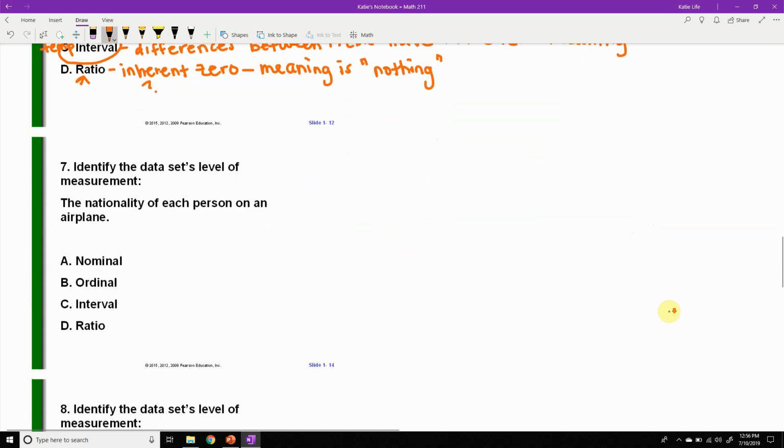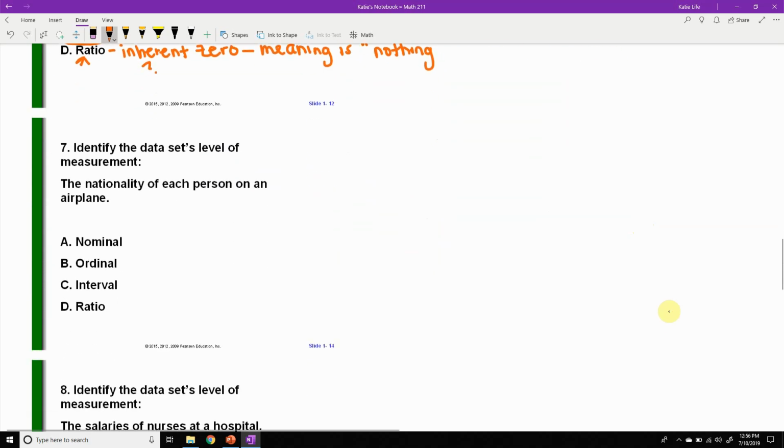Right. Number 7, identify again the level of measurement, the nationality of each person on an airplane. Well, there's really no way of calculating a difference between nationalities. What would it mean to say Chinese minus Russian? That doesn't even make sense. I can't subtract nationalities. So automatically interval and ratio are out of the picture. I can't subtract any two of those items.